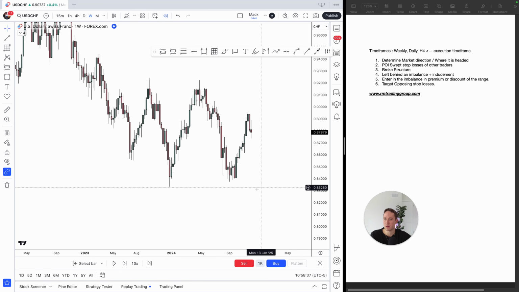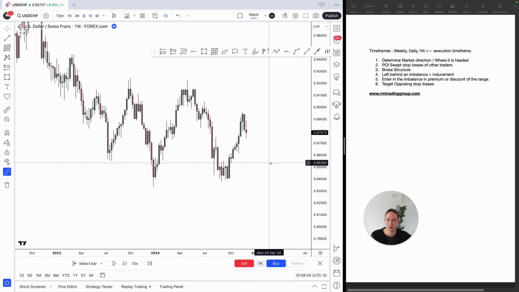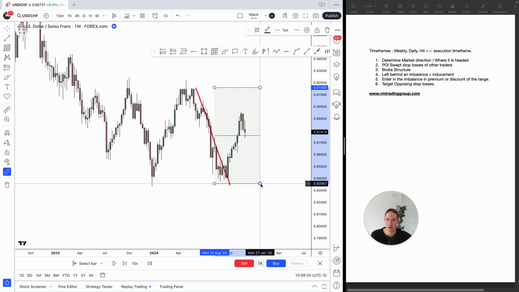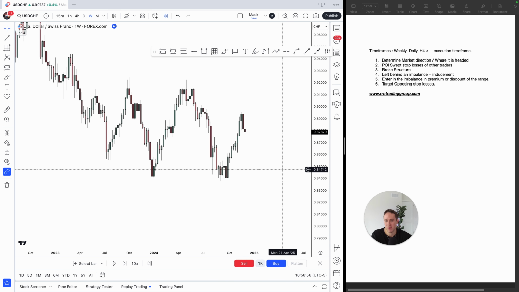Here we have another example on USD CHF. This provided 2 trade opportunities according to our trading plan, which was so textbook. Okay, so as we can see on the weekly time frame, we are in premium of this bearish leg. So premium just means we are in the top 50% of this big bearish leg. If we want to short, we want to be shorting from the top 50%, not in the bottom 50%. Weekly time frame, we've had this bullish retracement into premium prices.